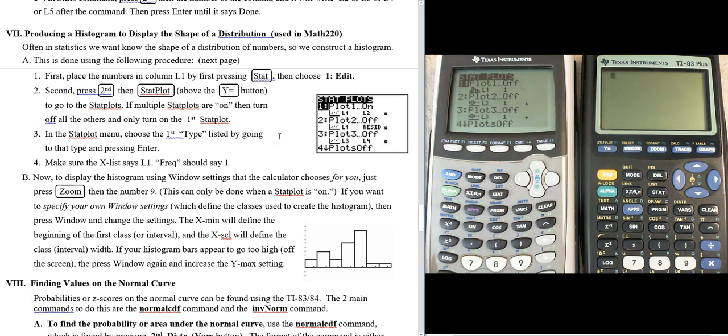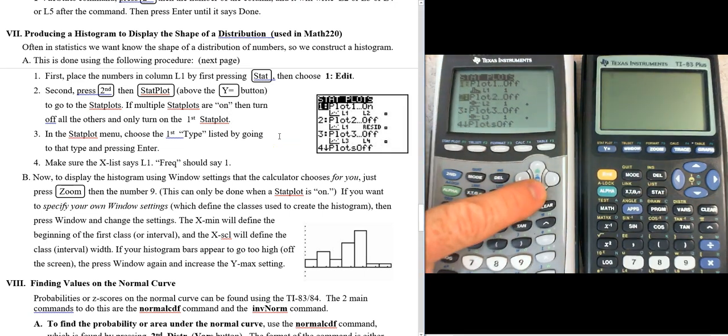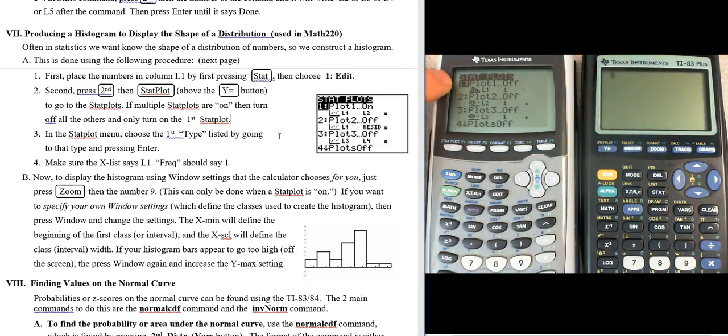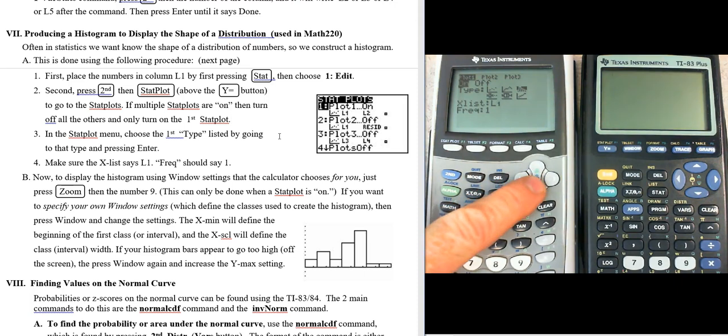So press enter when your cursor, you'll notice your cursor is up or down on the number of the stat plot. So just press enter to get into stat 1, and we need to turn that on, so press enter on the on word, and then so we've got that on, and then you want to go down to type, and it looks like it's already highlighted as the histogram type.